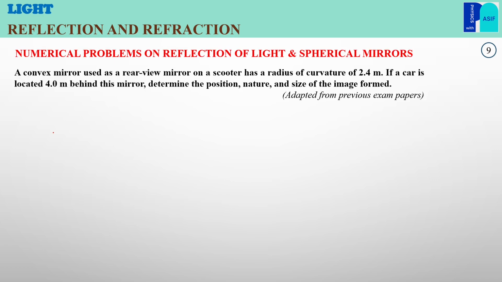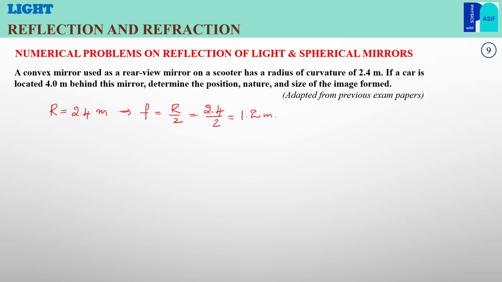Next question. A convex mirror used as a rear view mirror on a scooter has a radius of curvature 2.4 meter. If a car is located 4 meters behind this mirror, determine the position, nature and size of the image formed. So first thing is a convex mirror used as a rear view mirror. It has a radius of curvature, so we denote it by capital R, that is 2.4 meter. So from this we can find out the focal length of the convex mirror, that is F is equal to R by 2, that is 2.4 divided by 2, that is 1.2 meter.